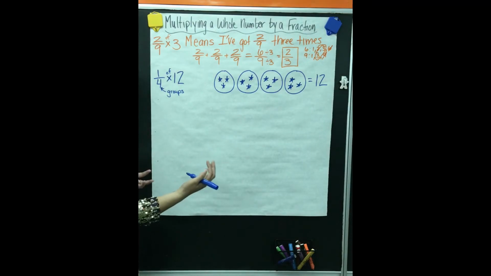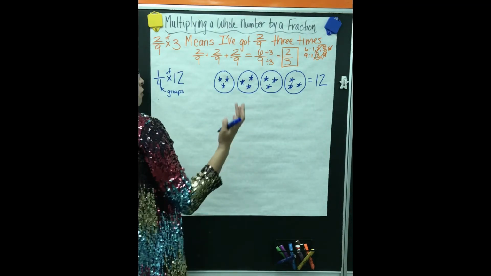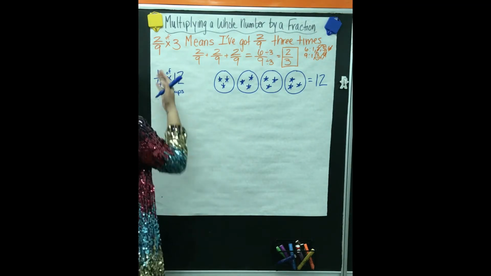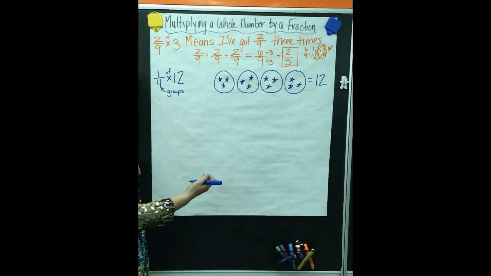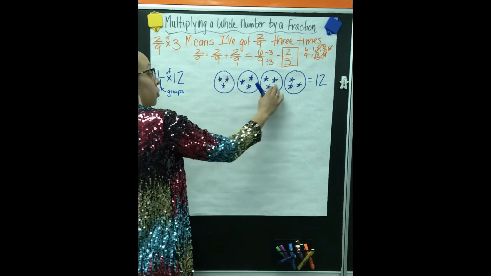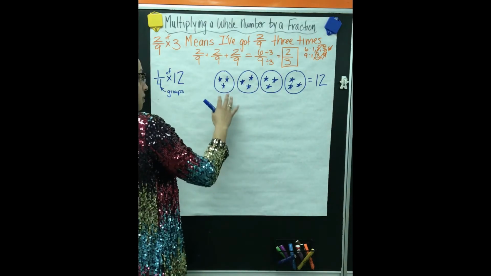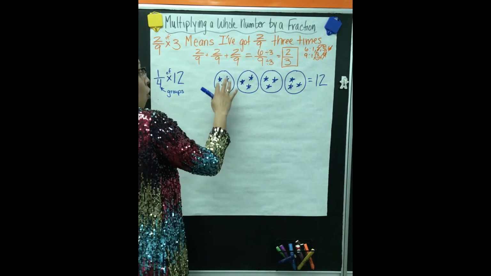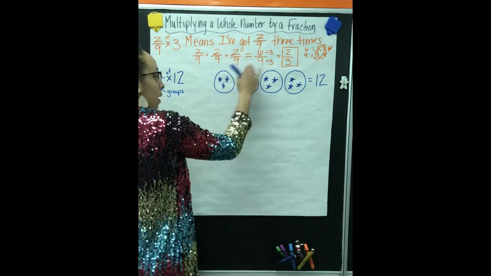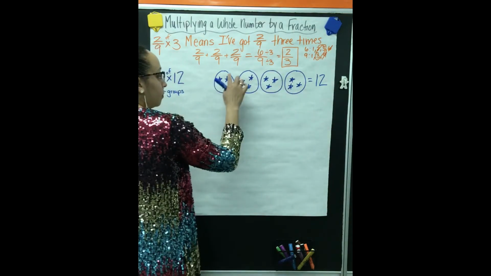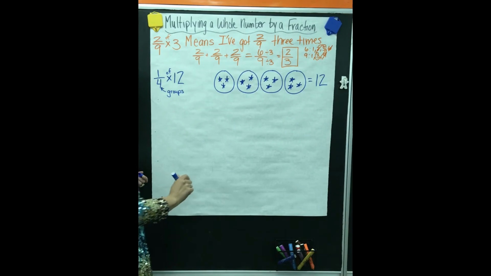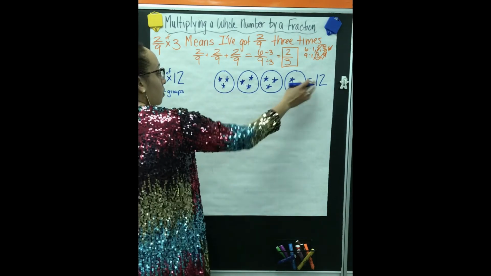Okay, so we could relate this back to the M&Ms. If I have 12 M&Ms and I want to take 1/4 of them, well, how many M&Ms is that? Well, I would have to make 4 groups, and I'd have to split them up evenly, or try to split them up evenly. In this case, I can. Therefore, each group has how many pieces in it? 3, okay? Because 3 times 4 equals 12.